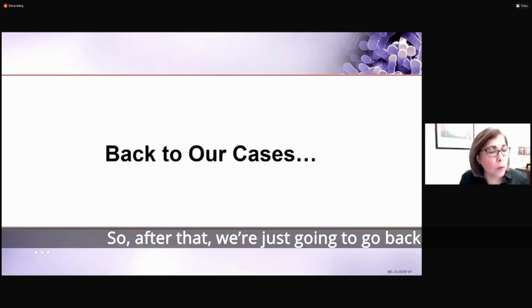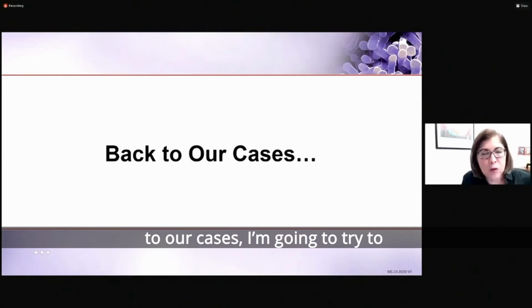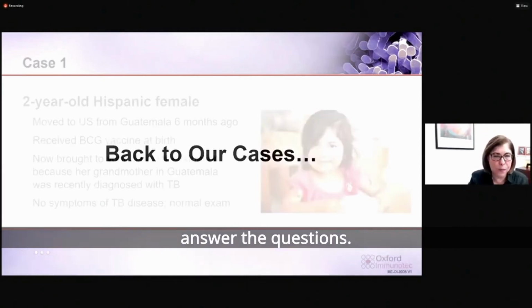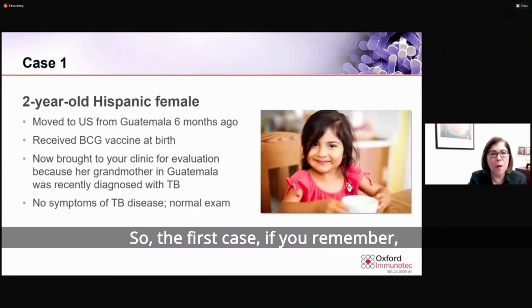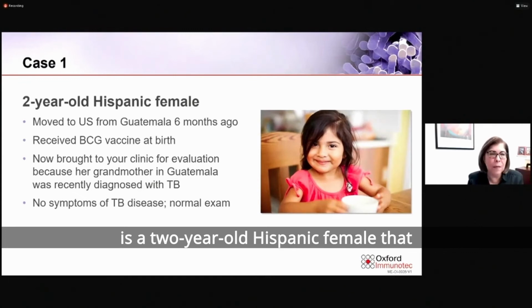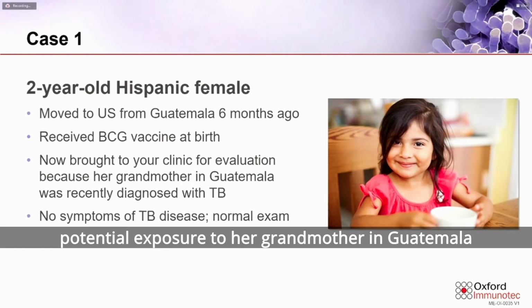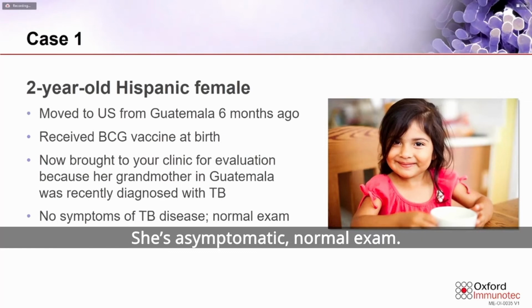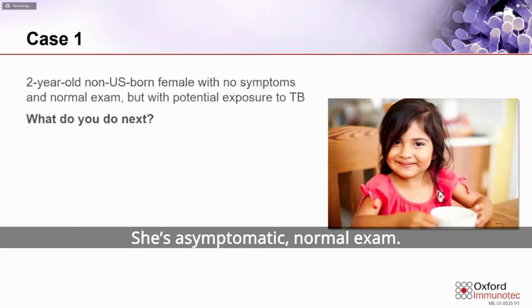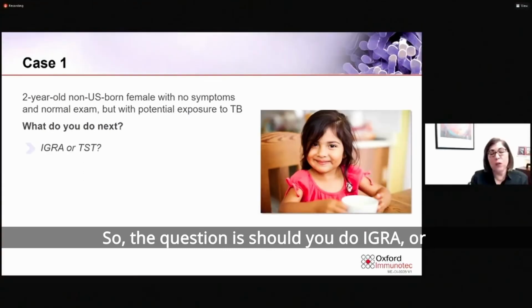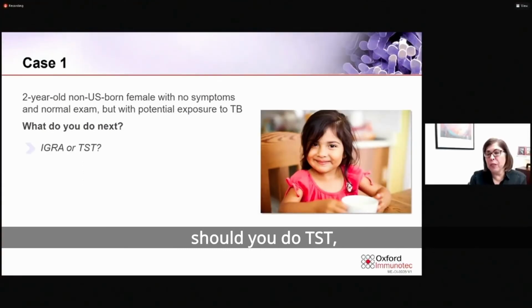So after that, we're just going to go back to our cases and try to answer the questions. So the first case, as you remember, is a 2-year-old Hispanic female that came from Guatemala, had BCG vaccination, potential exposure to a grandmother in Guatemala that was recently diagnosed with TB. She's asymptomatic, normal exam. So what do you do next? So the questions are, should you do IGRA or should you do TST? Or should you do both?